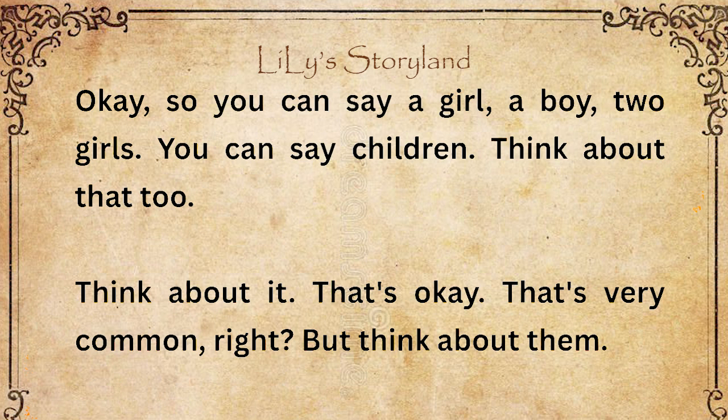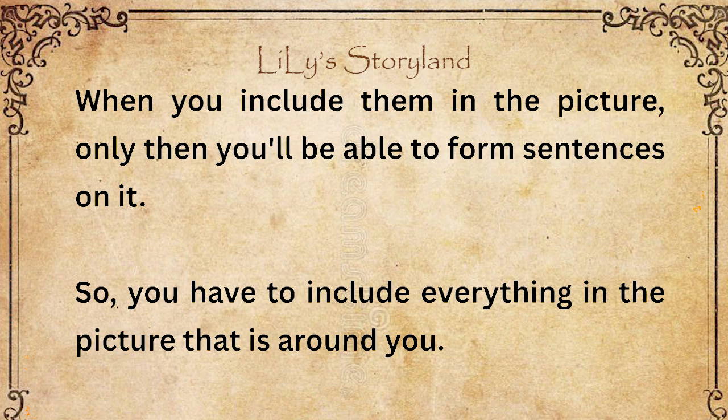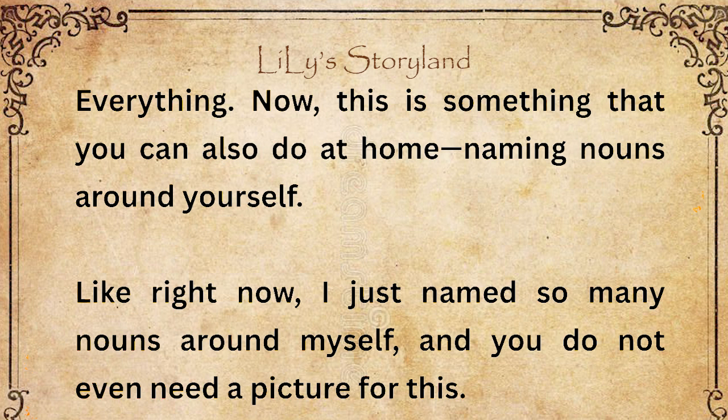Okay, so you can say a girl, a boy, two girls. You can say children. Think about that too. That's very common, right? But think about them. When you include them in the picture, only then you'll be able to form sentences on it. So you have to include everything in the picture that is around you. Everything.